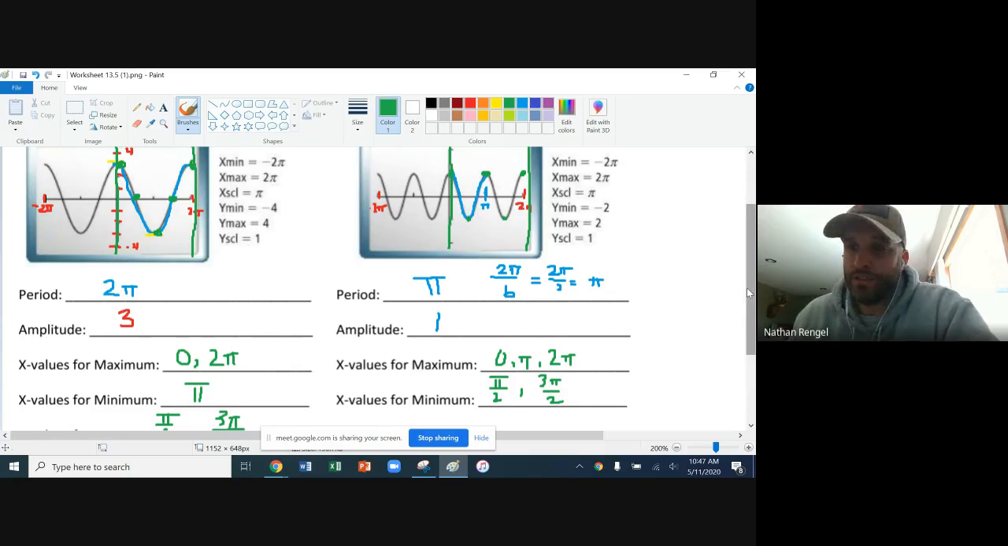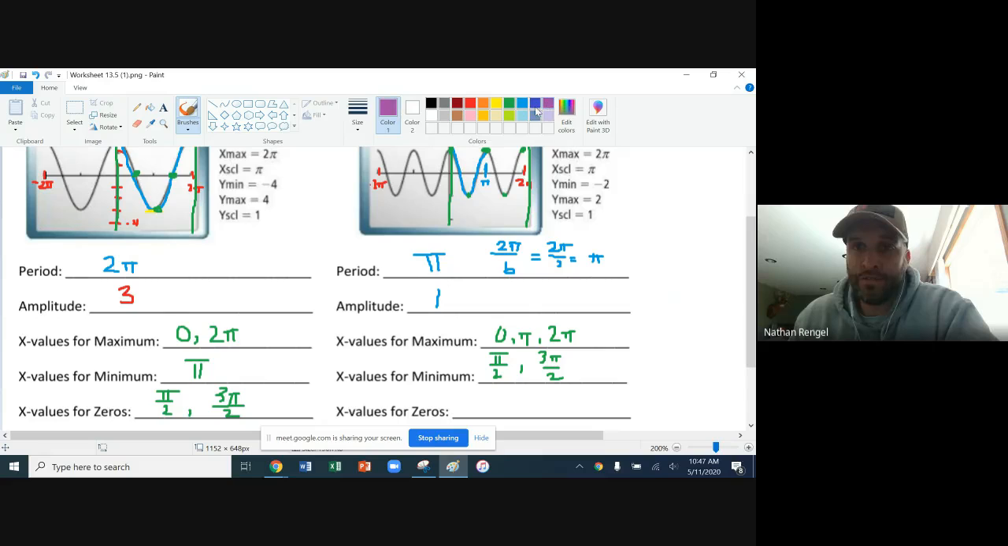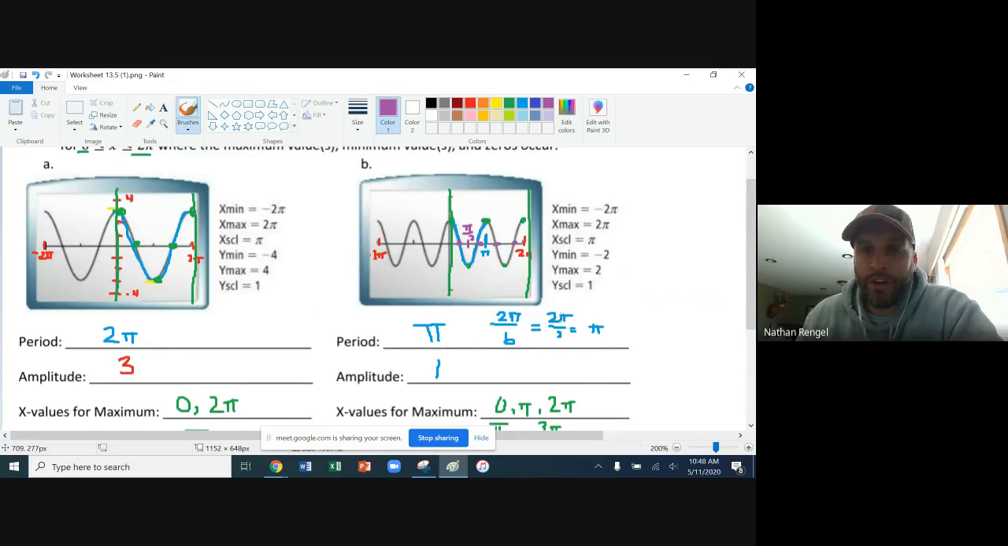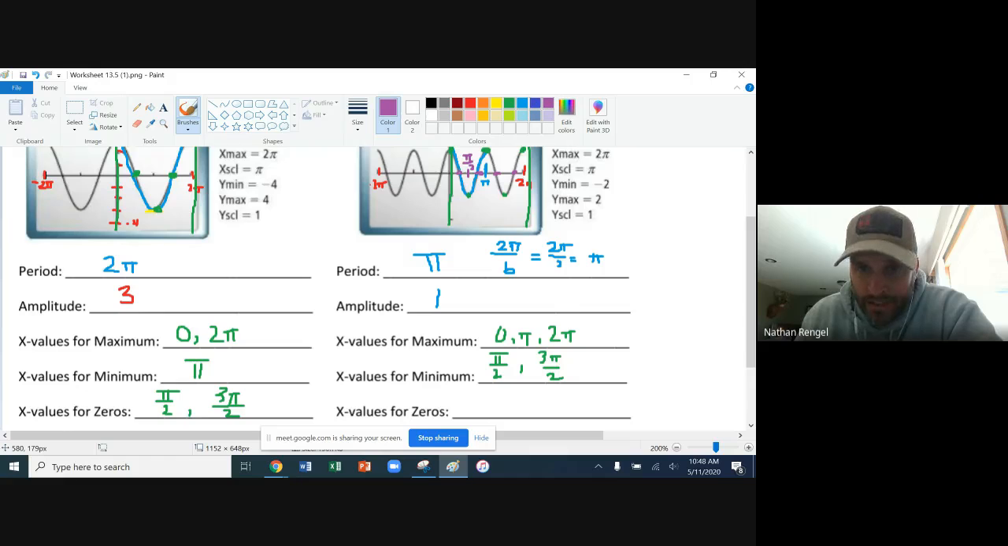Now we get to the zeros. So where does it cross that x-axis? And let's use purple here, change up the color. So zeros are going to be 1, 2, 3, 4. Now this point right here was pi over 2. That's like 1/2. What is half of pi over 2, or what's half of a half? Well, that would be a 4th. So that means that this point where that 0 is occurring right here is going to be pi over 4. So one of my zeros is pi over 4.